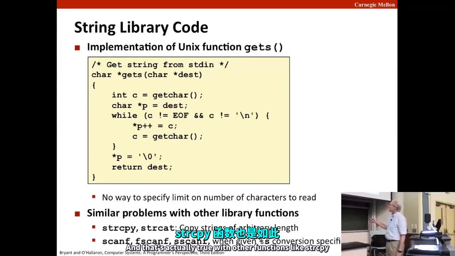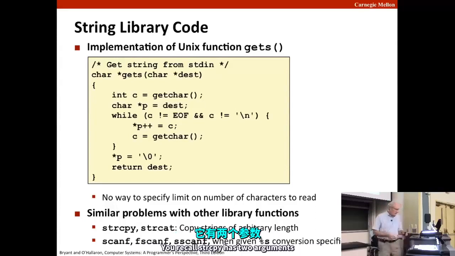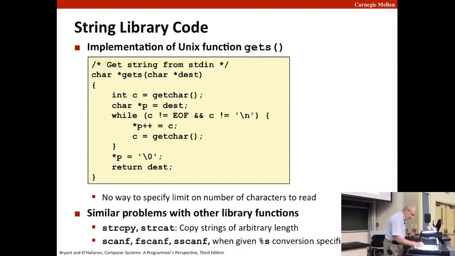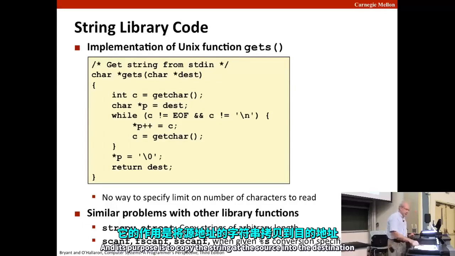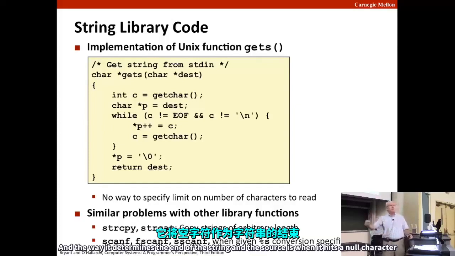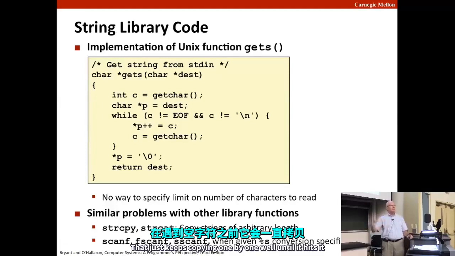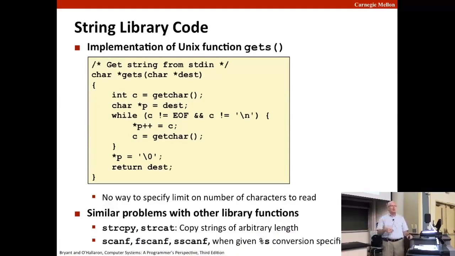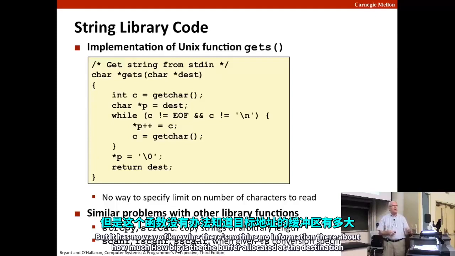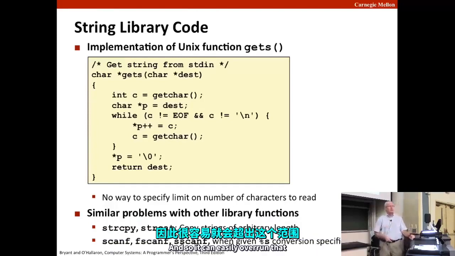That's actually true with other functions like strcpy. You recall strcpy has two arguments, a destination and a source, and its purpose is to copy the string at the source into the destination. The way it determines the end of the string in the source is when it hits a null character, and it just keeps copying one by one until it hits that. But there's no information about how big the buffer allocated at the destination is, and so it can easily overrun that.